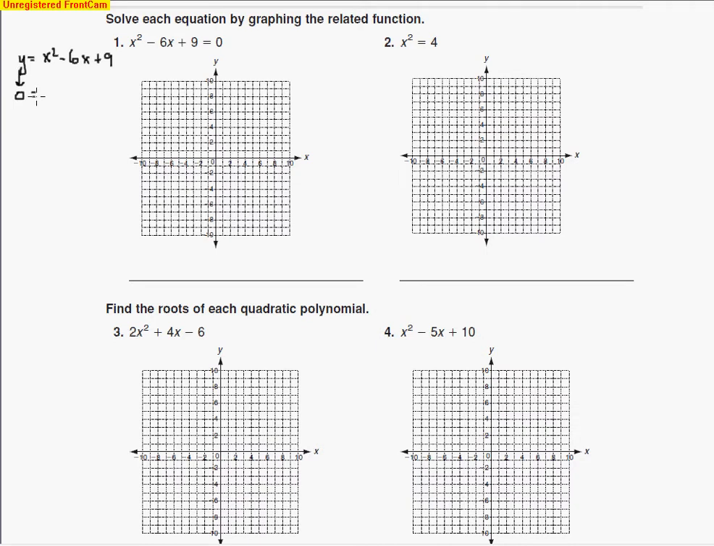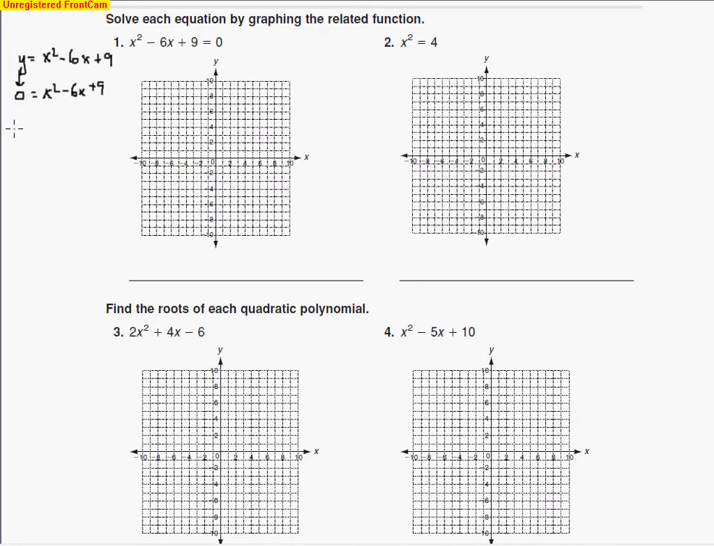When we do that, we're trying to find out where this parabola, where this graph, ends up crossing the x-axis. And why the x-axis? Because that's what we have when y is 0. Those x-intercepts are the values where y is 0, and that's what we're setting y equal to in this case. So we've got to graph this.